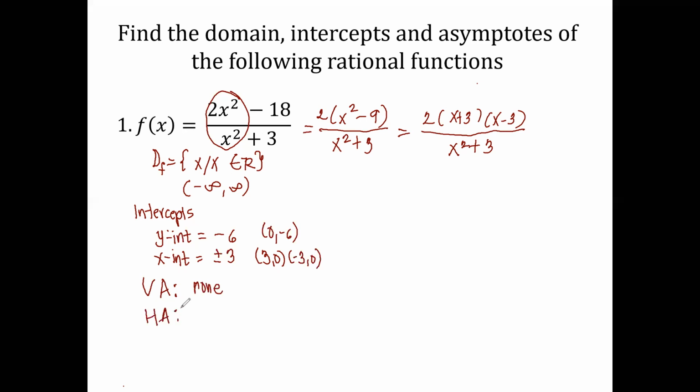Horizontal asymptote, let's check. What's the degree of your numerator? It's 2. The degree of the denominator is also 2. So that means they're equal, so it's the ratio of the coefficients. So the horizontal asymptote is y equals 2 over 1. The coefficient is 1, so divide. So you have 2, so y equals 2.